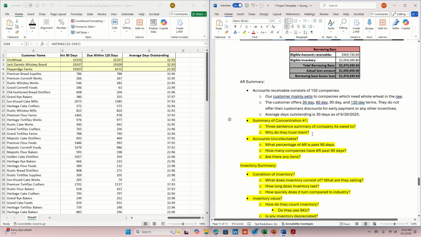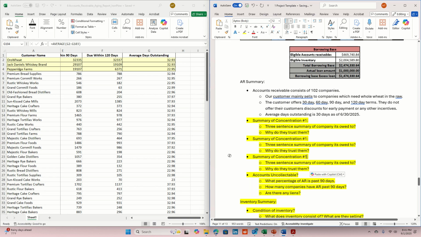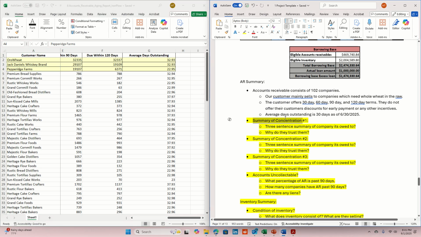Okay, so again, we're going to Control C, copy, then Control V, paste. We have to do one for the big 3. Their big 3 is going to be Oro Wheat, Jack Daniels, and Pepperidge Farms. So we're going to say summary of concentration number 1. We're going to type in Oro Wheat. And then we're going to do a 3-sentence summary of the company it's owed to. And then why do they trust them? Okay, good.